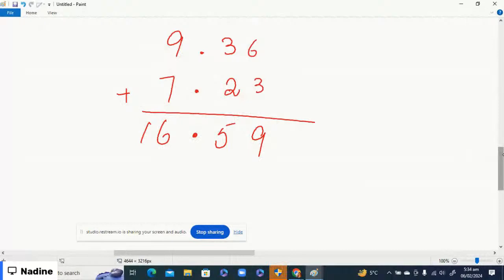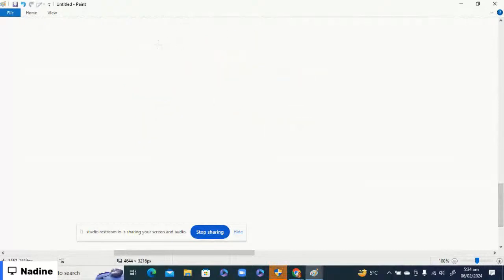Let's do one more question. 51.37 add up with 24.5. So just write it like that way.